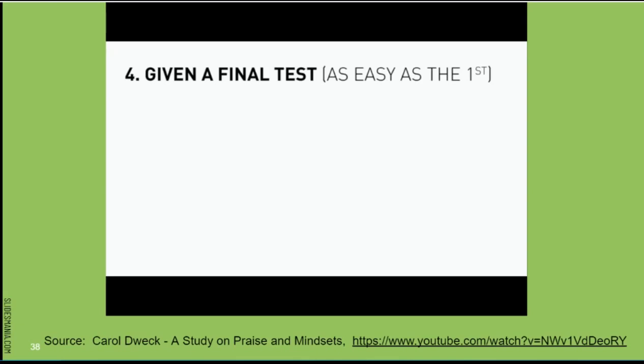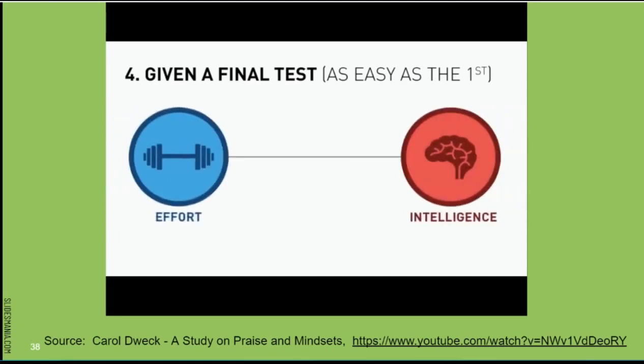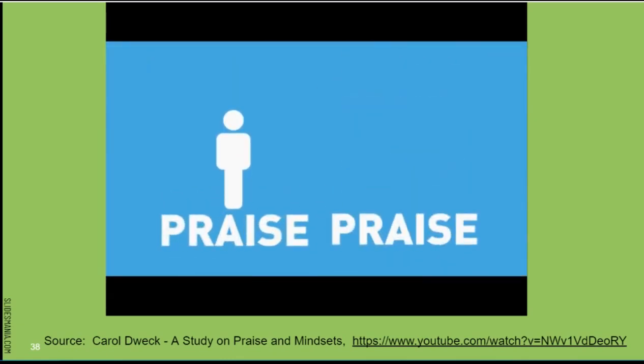Now this test was the same level of difficulty as the first one, but check out the results. The group that was praised for their intelligence actually did worse on this test than the first one. Their average score actually dropped by 20%, while the group that was praised for their effort did significantly better, raising their average score by nearly 30%. This is a 50% difference in performance that was caused by a few subtle differences in the way that they were praised. This study shows how praise can either make or break a child's development.